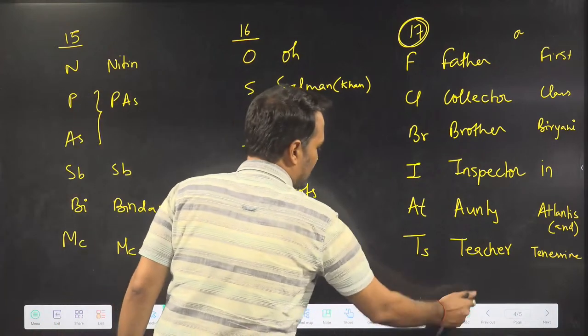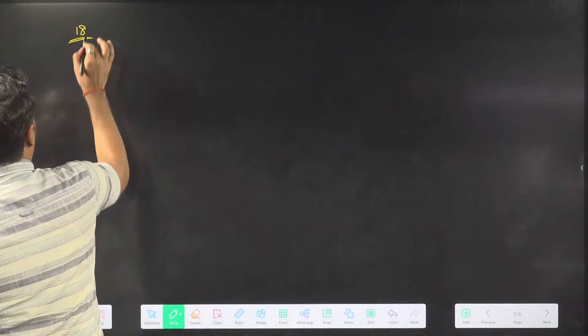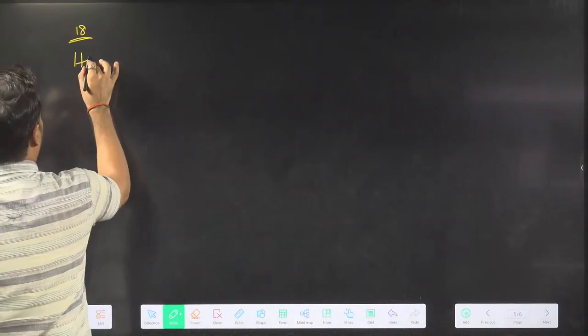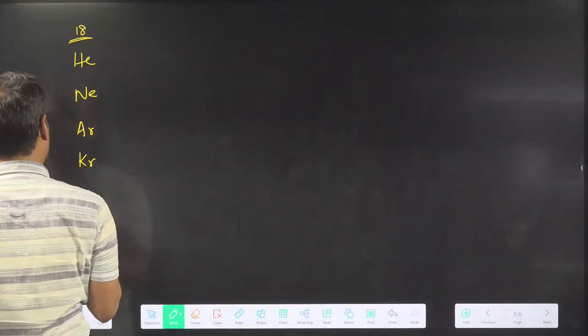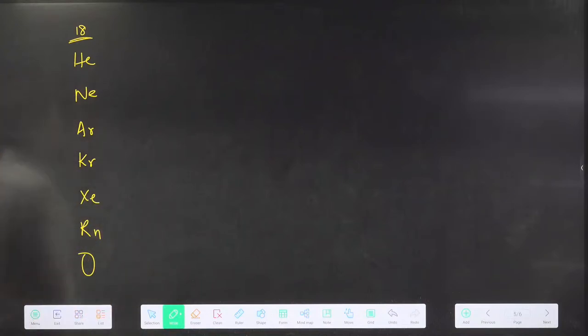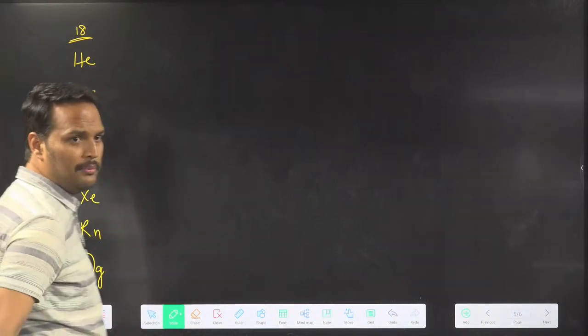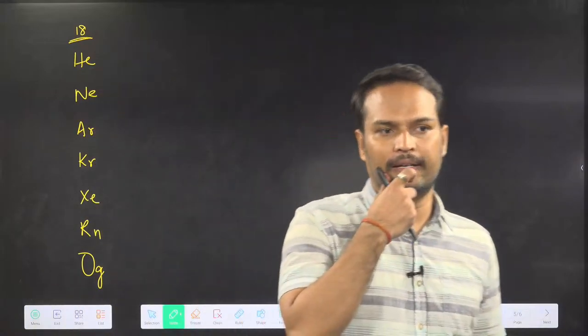Okay, so come to the last part now, that is your 18th, that is your noble gases. So we are having here helium, neon, argon, krypton, xenon, radon, and the last one. What is the last one? Og, Oganesson, can you tell? Okay, Og is Oganesson. So new element, I told you last time.